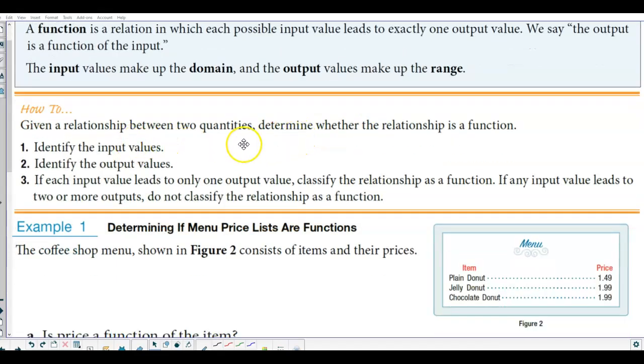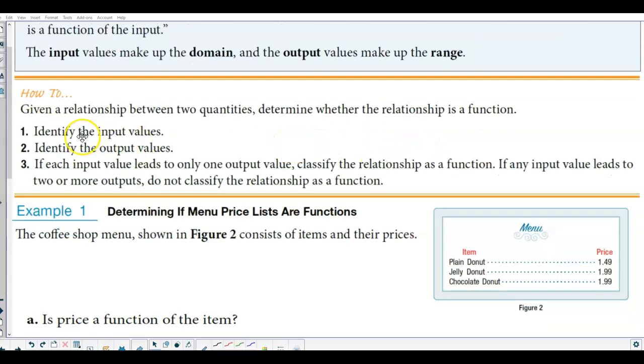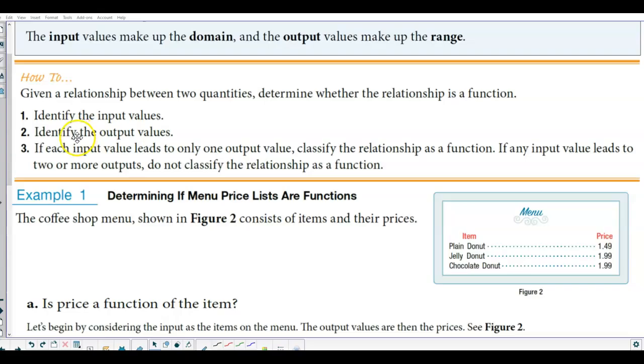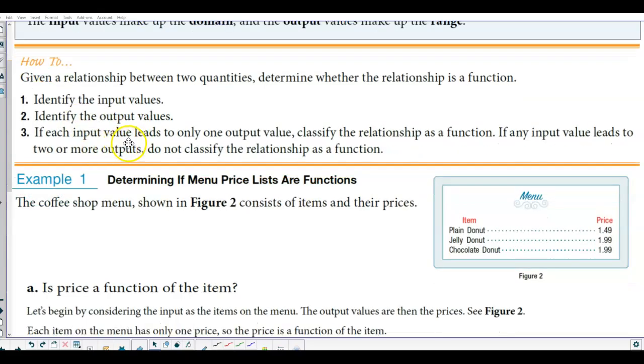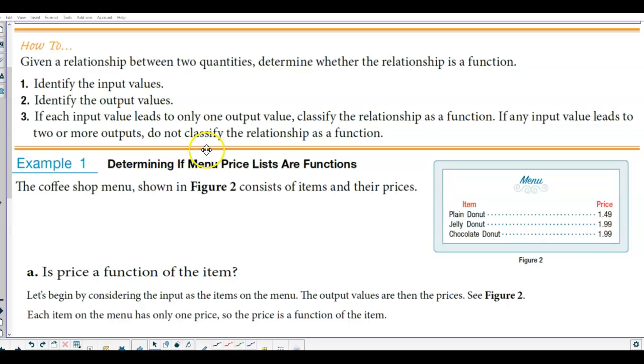Given a relationship between two quantities, we want to determine whether the relationship is a function. First thing we need to do is identify the input values. Number two, we're going to identify the output values. And number three, if each input value leads to only one output value, classify the relationship as a function. If any input value leads to two or more outputs, then we do not classify the relationship as a function.